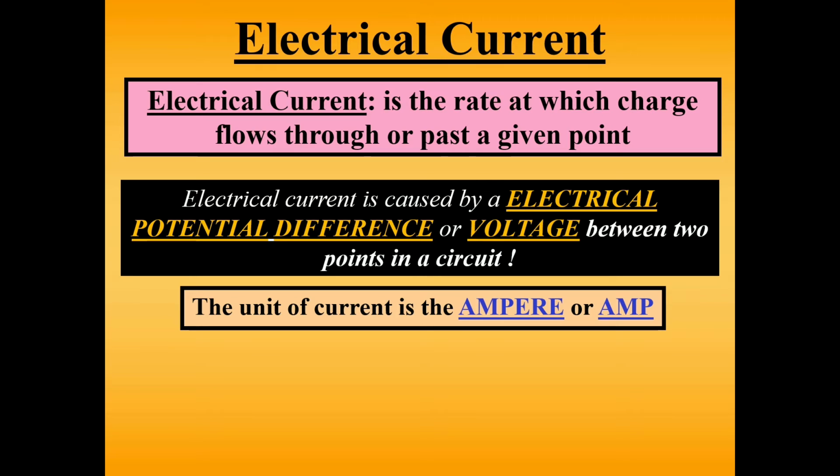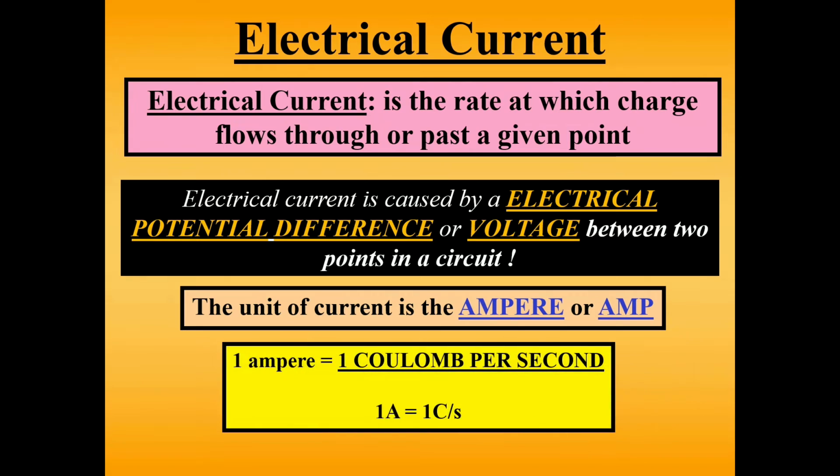For current, the unit that we're going to use is an ampere, or you may also hear it referred to as amps. We're going to see that 1 ampere is going to be equal to 1 coulomb per second. So all abbreviated, 1 capital A is equal to 1 capital C divided by S.